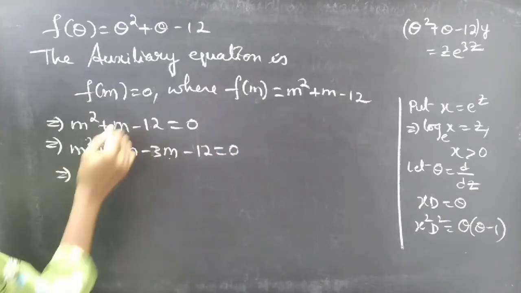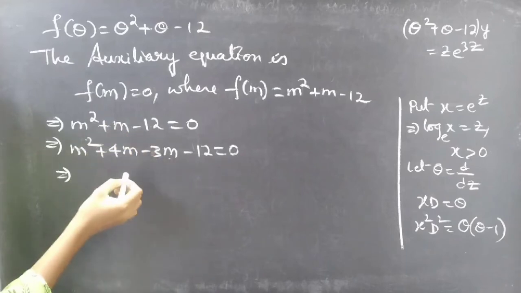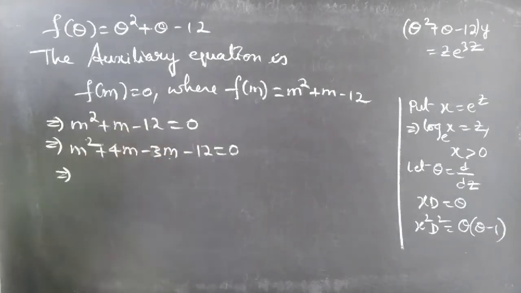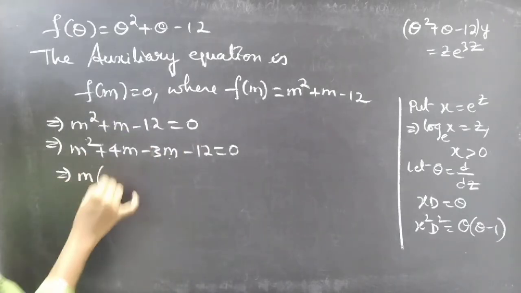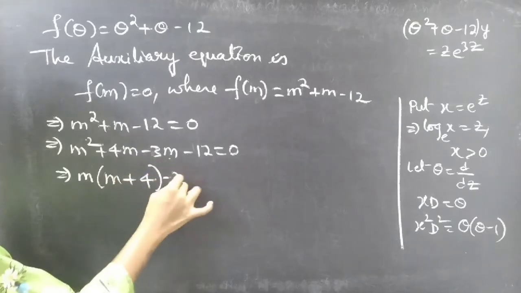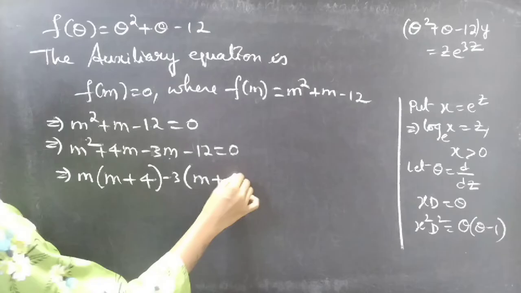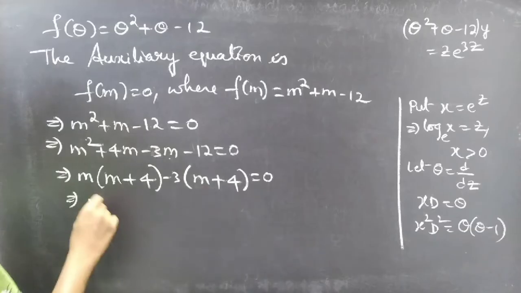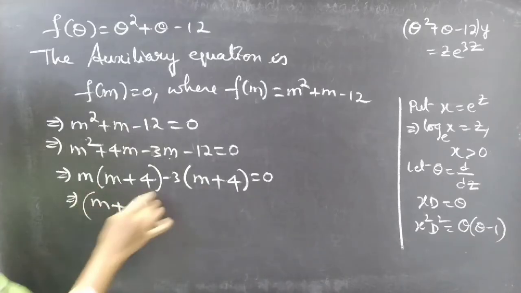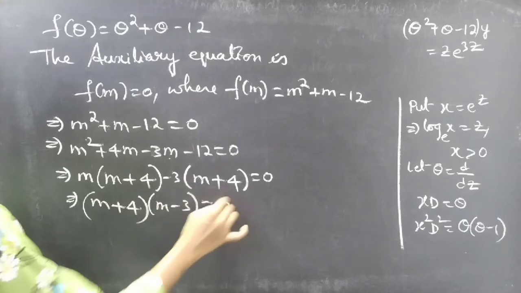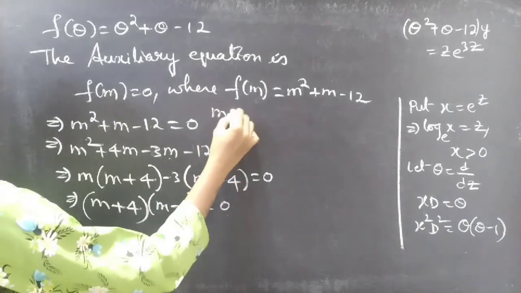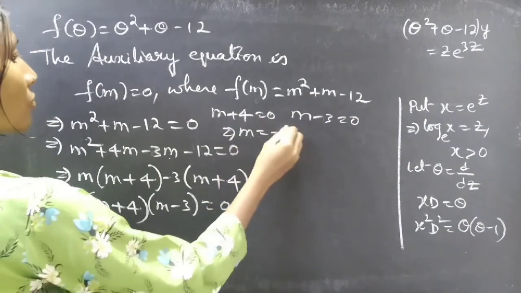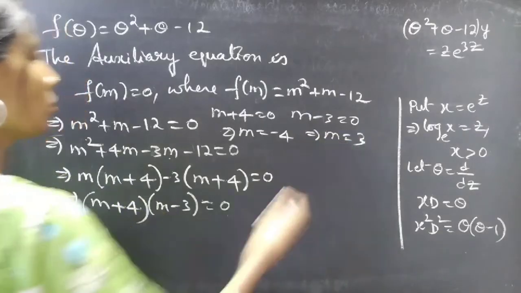Plus 4m minus 3m is m, and plus 4 into minus 3 is minus 12, right? Now take m common from the first two terms, we get m times (m + 4), and take minus 3 common from the next two terms, we get minus 3 times (m + 4) = 0. We have m + 4 in both terms, so take m + 4 common: (m + 4)(m - 3) = 0. Now equate each factor to 0, we get m = -4 and m = 3.